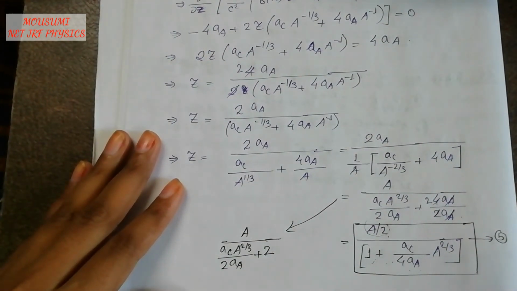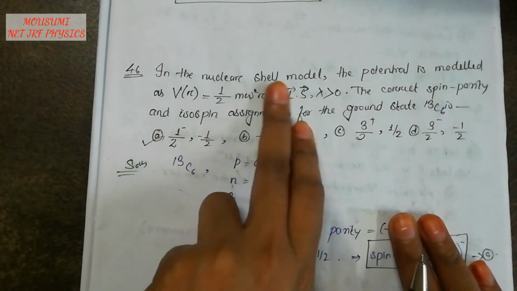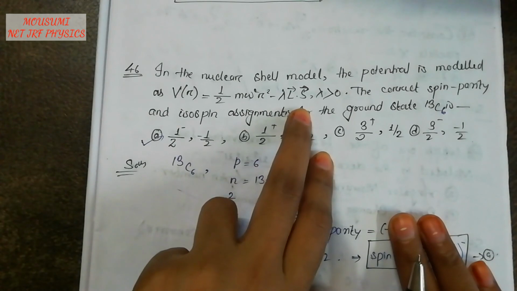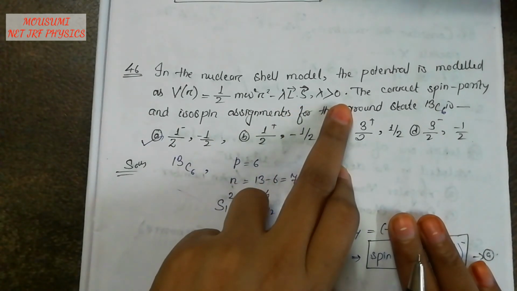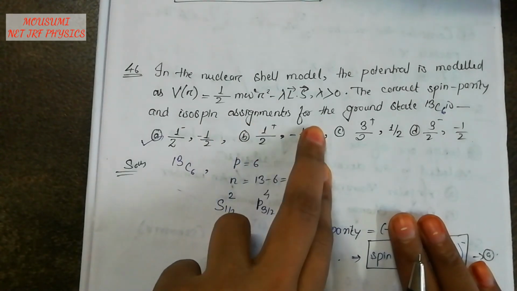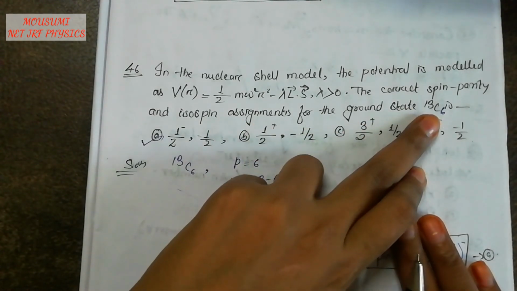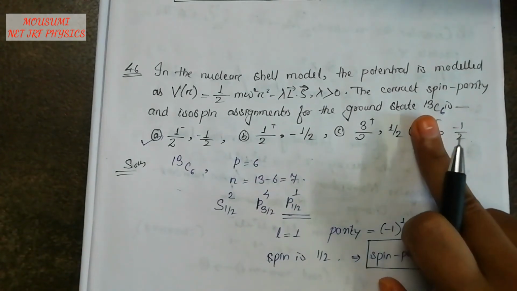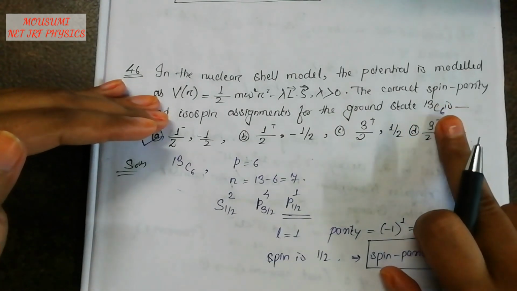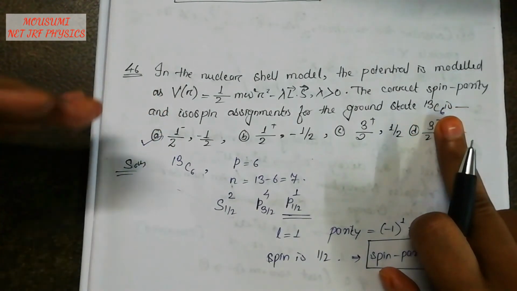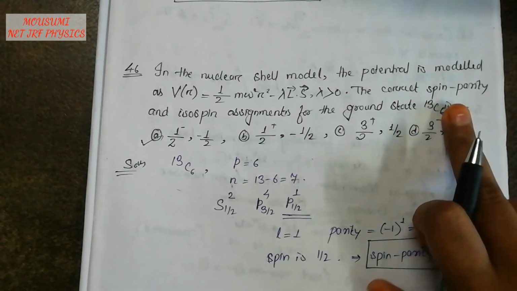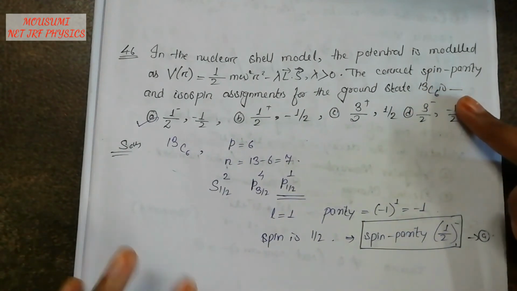So that's it. Next, what is given in the nuclear shell model, the potential is modeled as this one. So this is the potential given in the nuclear shell model. Lambda is greater than 0. The correct spin parity and isospin assignments for the ground state of this is what? So when you read this question, you will feel, what is given in the question? The first part you can just skip, you have to put the stress on the second part. You have to find the spin parity and isospin for the ground state of this particular nucleus using the shell model. So this is the basic way how we solve the shell model questions.